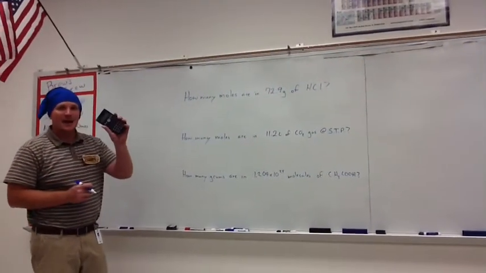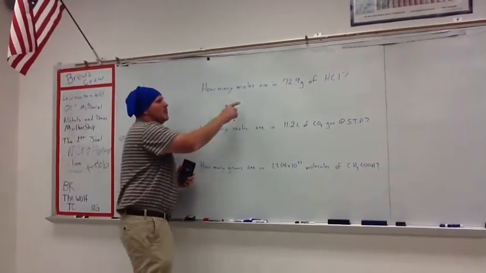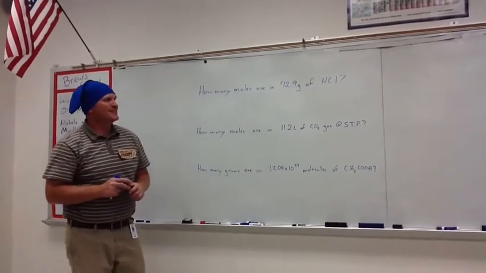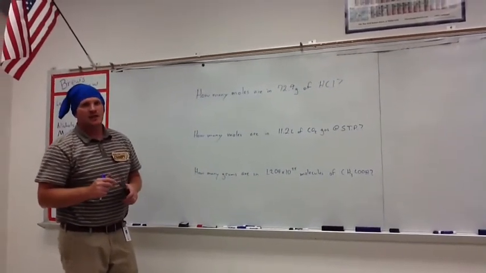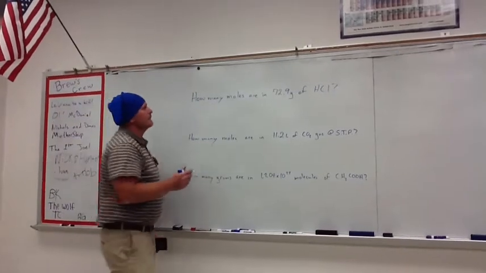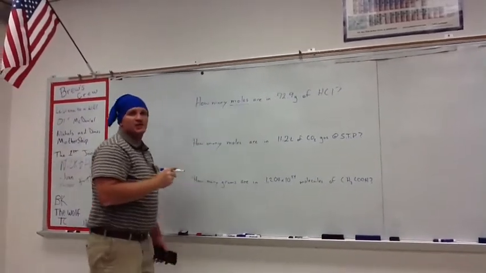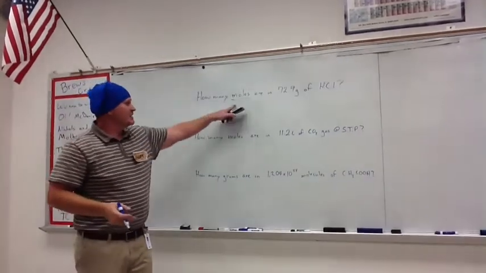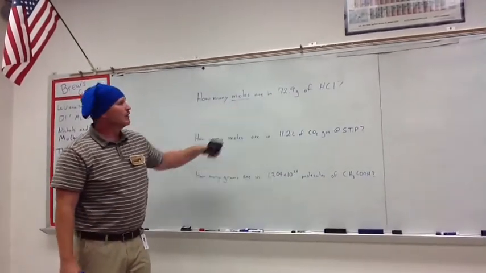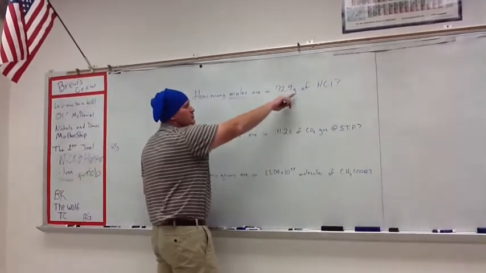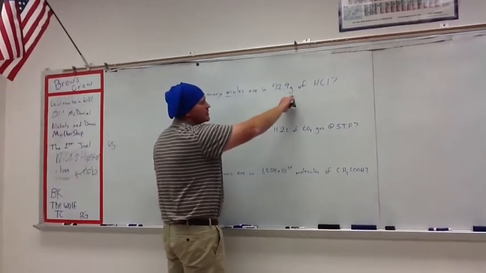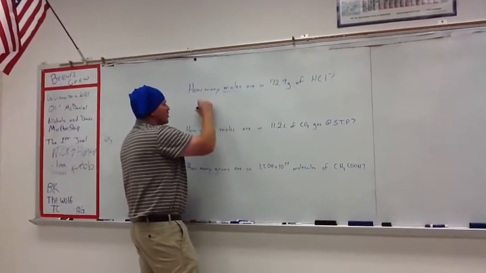Alright, we're back. I've got my handy dandy calculator. How many moles are in 72.9 grams of HCl? Here's how we're going to do that. Okay, the question is how many moles? So my answer is going to be moles. I can look at that and say that's the unit I'm going to end up using. Now, here's what I'm going to start with: grams. So ultimately I need to go from grams to moles.